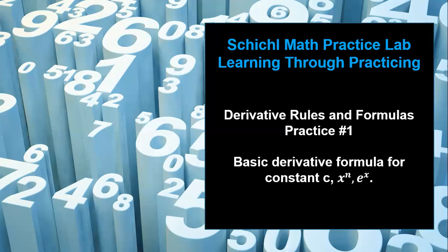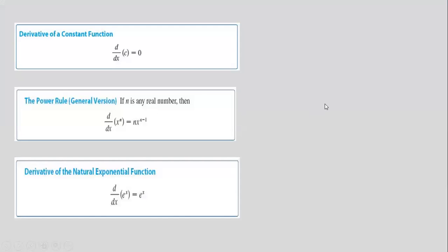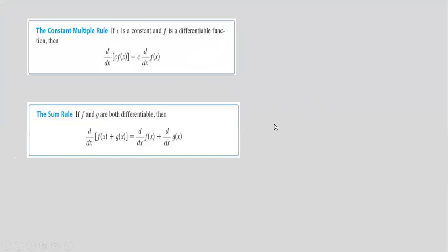We are going to our first practice set, number 1, in the unit Derivative Rules and Formulas. In this video, we're going to talk about how to use the basic derivative formulas for constants, the power function, x to the nth power, and the exponential function. So here is what we're going to do. First, we're going to take a look at the different formulas for how to take the derivative of constants, the power rule, and the exponential function. Then we're going to talk about a couple of rules.